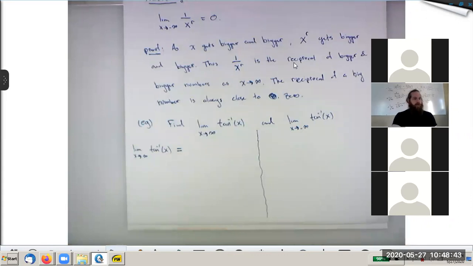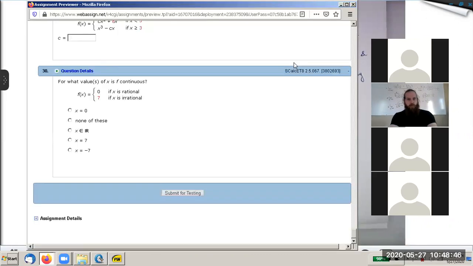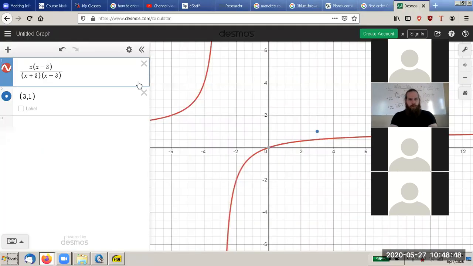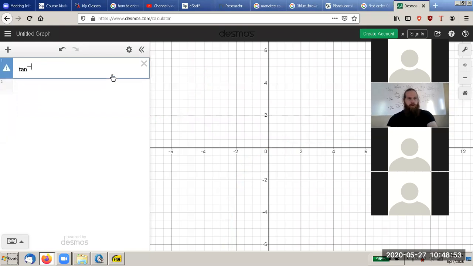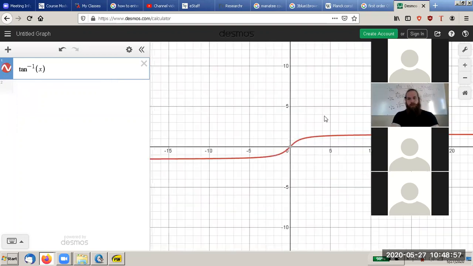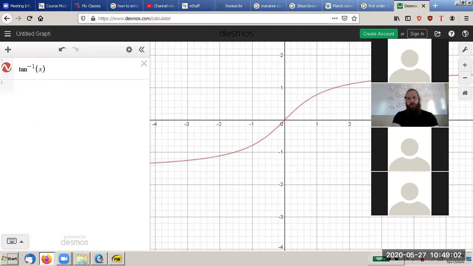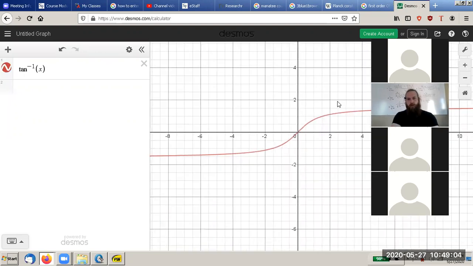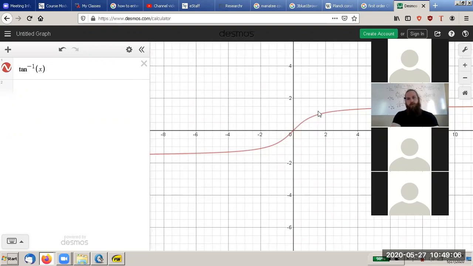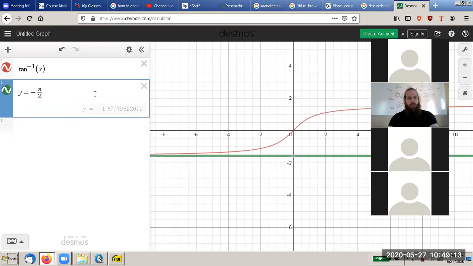So I guess the most convenient way for me to do this is with Desmos. Here he is. This is the graph of arctan. It kind of looks like the cube root graph. It's the same sort of shape as the cube root graph, only instead of going up to infinity and down to negative infinity, he's bounded. He's bounded between these two numbers.